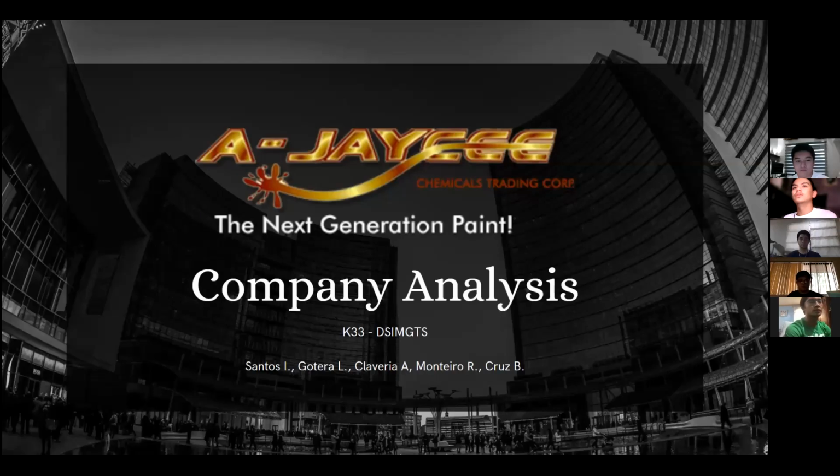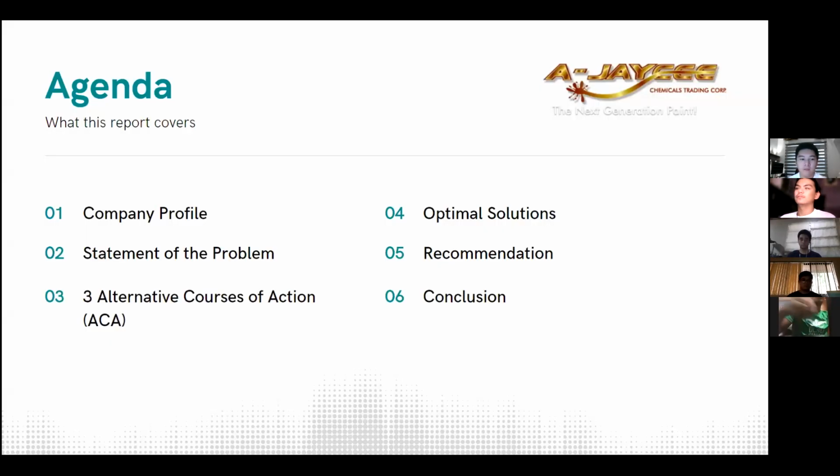Good day, we are Group 6 of Class K33 DSIMGTS, and we will provide a company analysis for the company A-Jaycee Chemicals Corporation. Next slide, please. For the agenda of our presentation, we will be discussing the company profile, statement of the problem, 3 alternative courses of actions, optimal solutions, recommendations, and lastly, the conclusion.